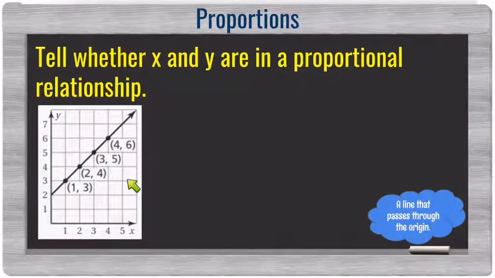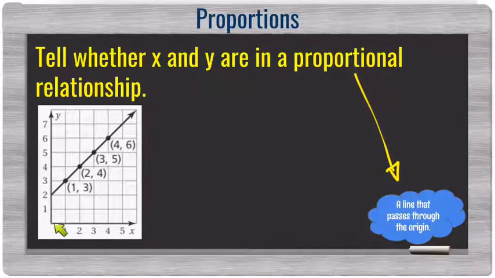We're given a graph and we need to tell whether x and y are in a proportional relationship. The nice thing about a graph is that it's visual and there is something that we can look for that will right away tell us whether x and y are in a proportional relationship. And what we can look for is this. Is it showing a line that passes through the origin?